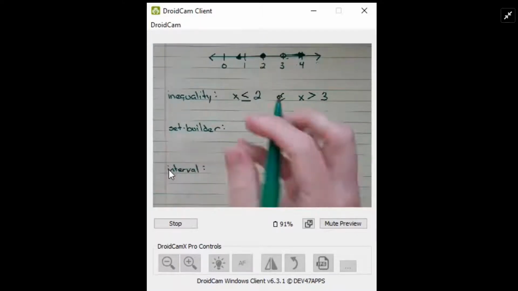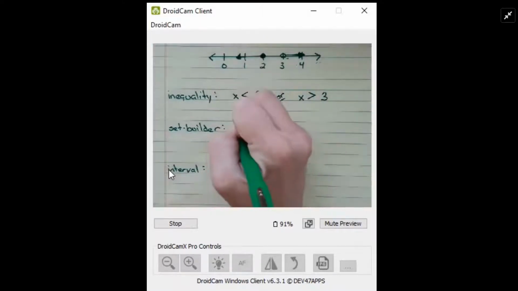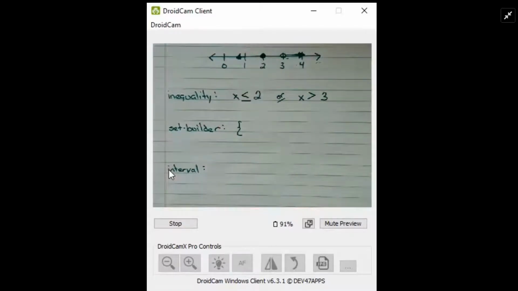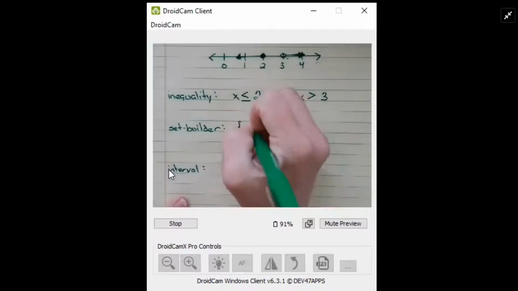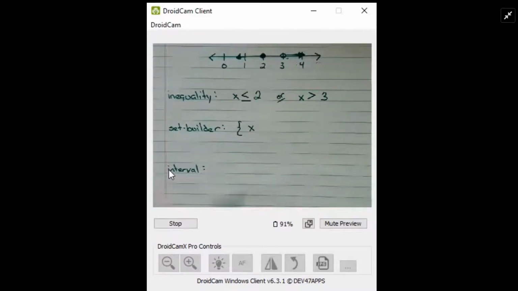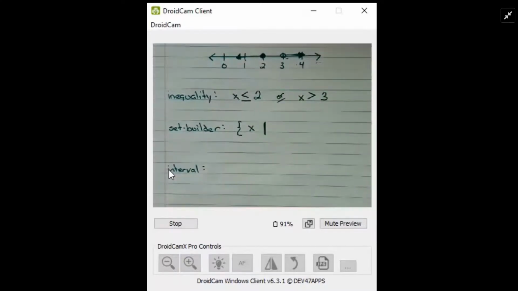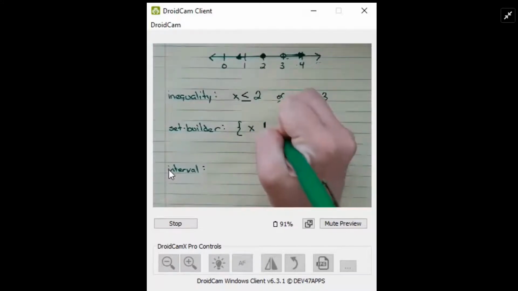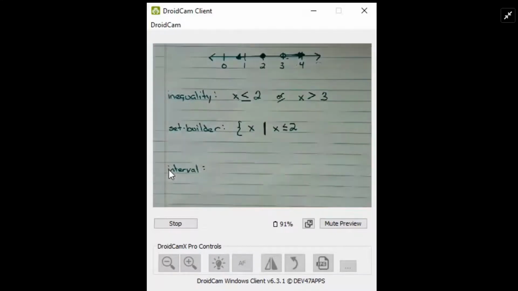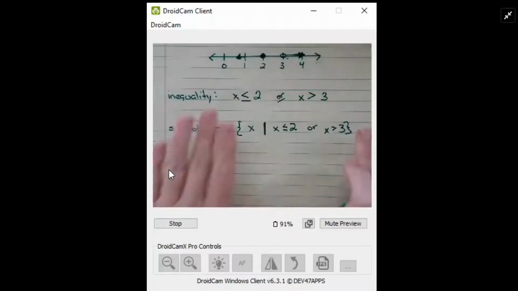Set builder notation is very similar to inequality, except you're going to use the set symbols, and you're going to label what you're trying to find. So we're trying to find the x values. So this is saying a set x. This symbol means such that. So we're basically saying, hey, there's a number such that, a number that is, and then we're going to write the inequality form. A number that is less than or equal to 2 or greater than 3. And then we're going to end our little set. So set builder notation is very similar to inequality. The back end is just the inequality.